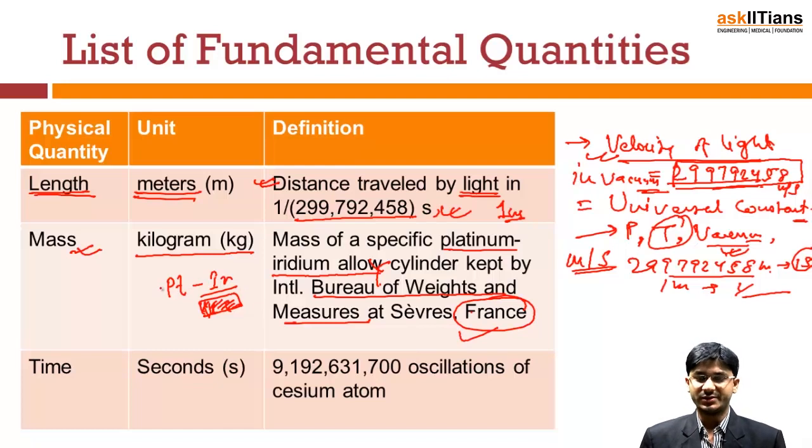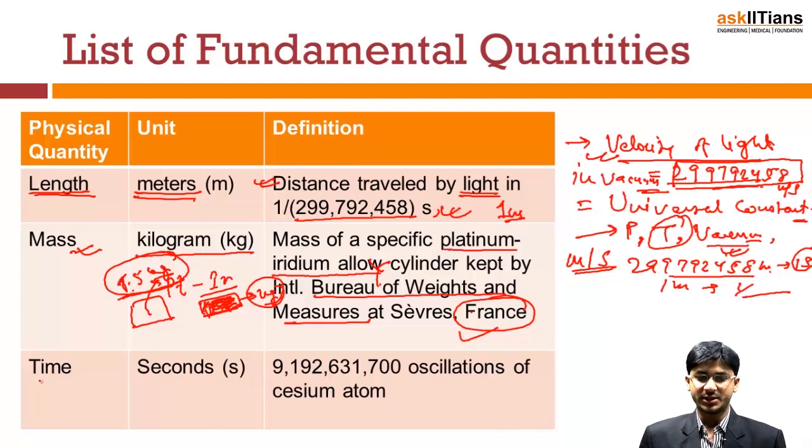So suppose a person from India goes there and wants to measure the mass of his block. He knows this is 1 kg, so with respect to this he can measure it. Suppose he finds that his block is 1.5 times heavier, that means its mass is 1.5 kg, and that's how mass has been measured all over the world.